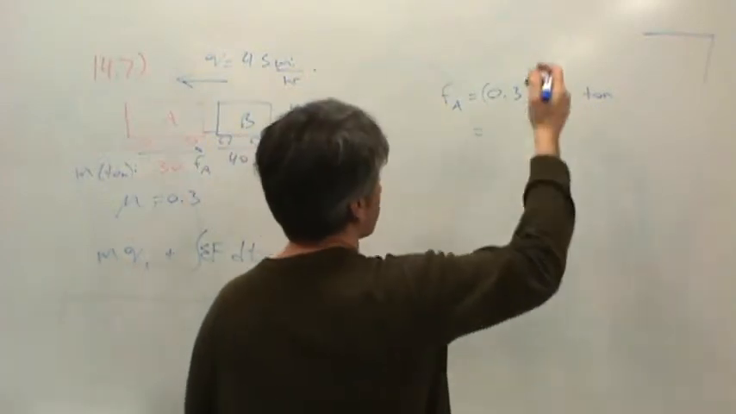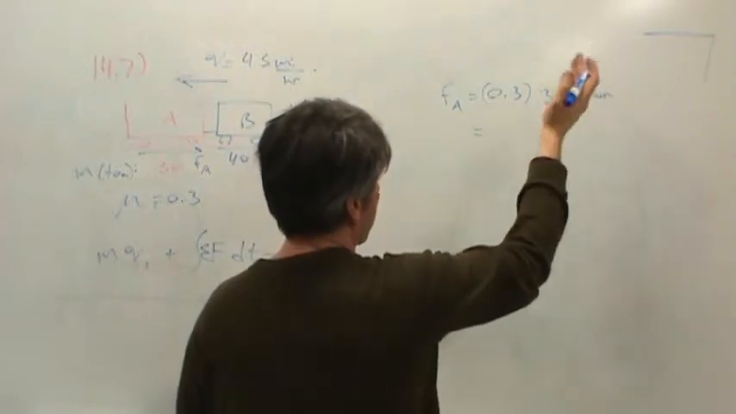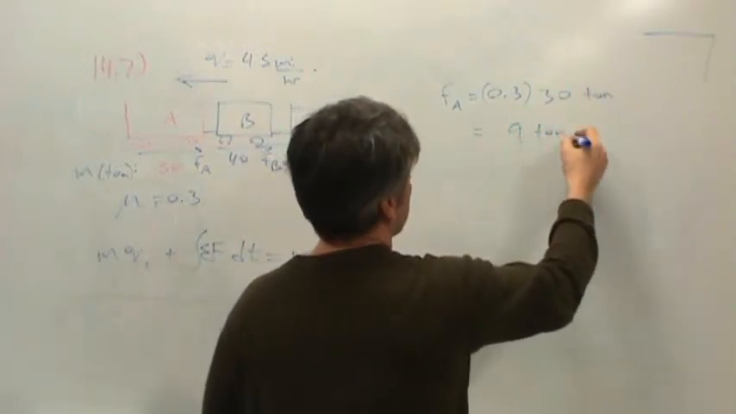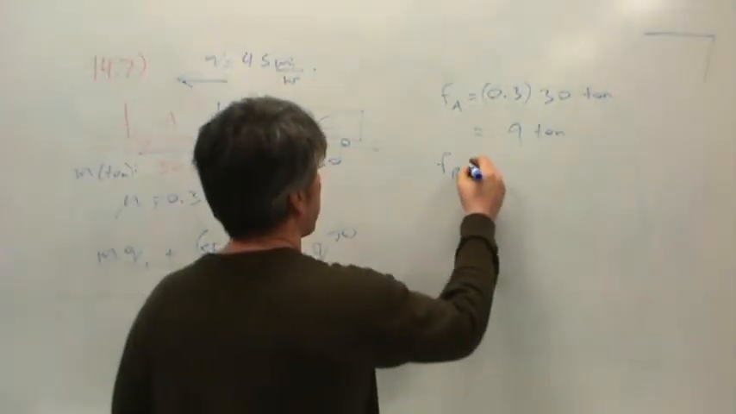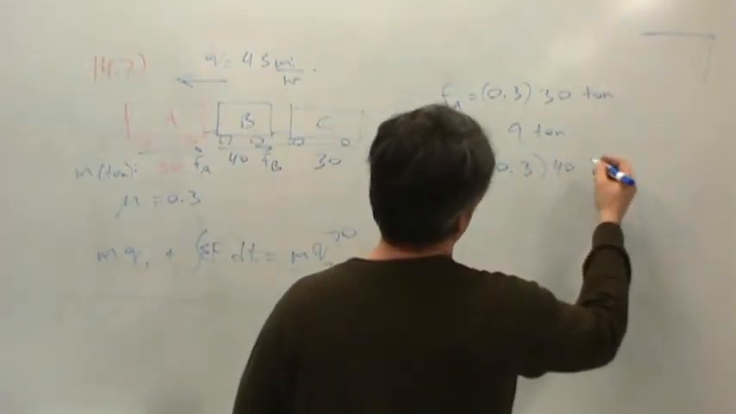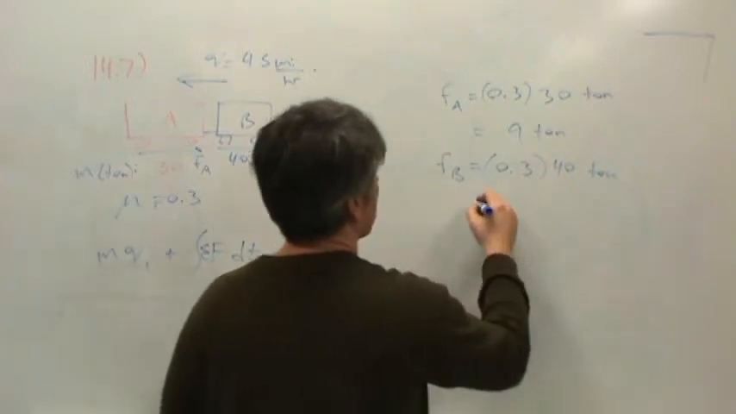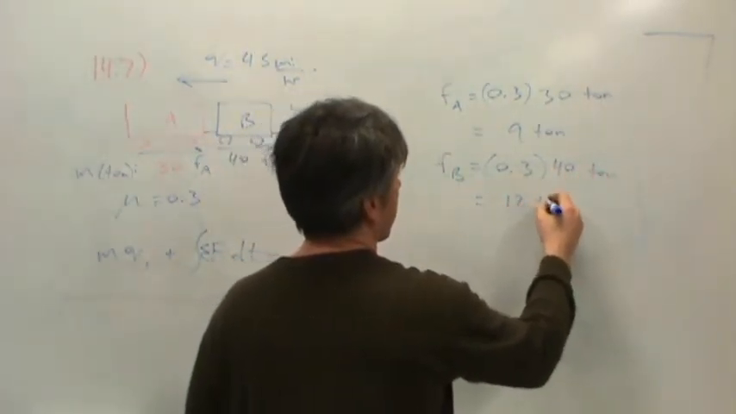I'm having trouble thinking, I'm sorry. It'd be 10% is 3, so 9, right? 9 tons. Okay, so there's the frictional force acting on A. The frictional force acting on B would be 30% of the mass of B, or the weight of B, really. So, let's see, 30% of that would be 3/4 is 12 tons.